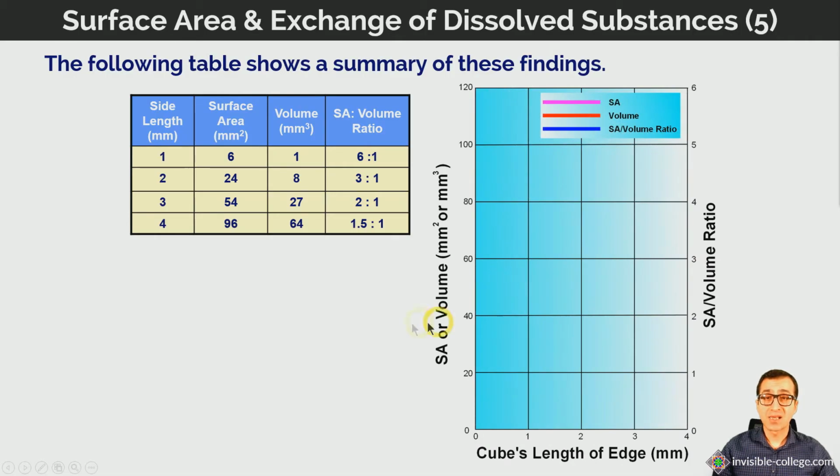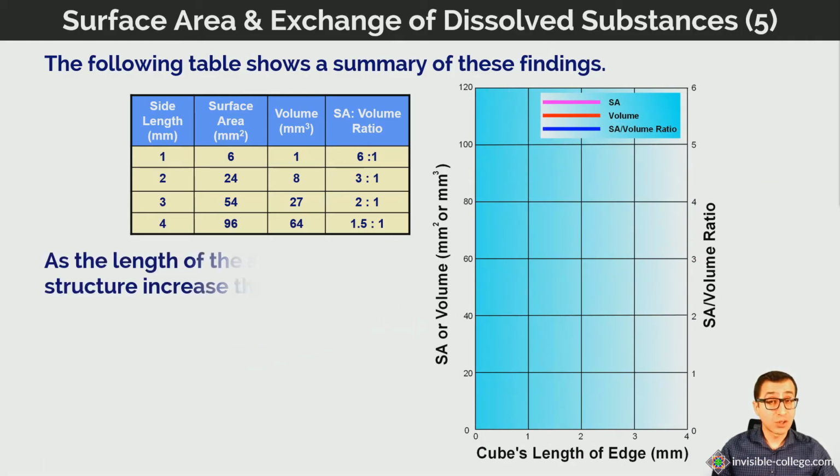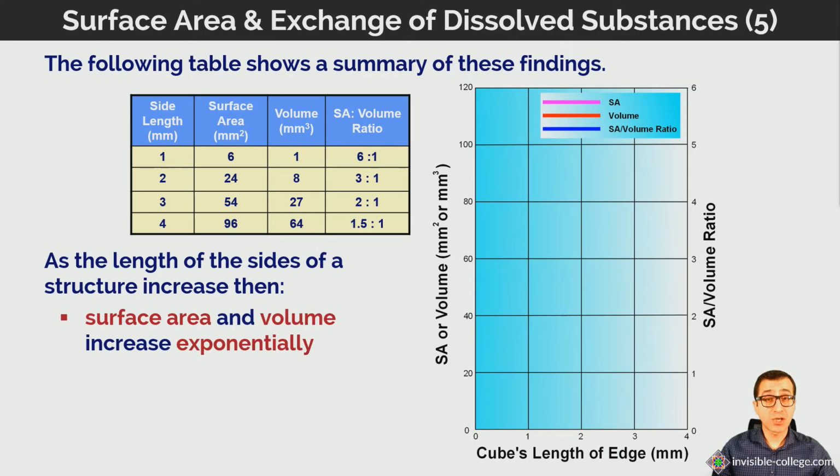And what we see is that as the length of the sides of a structure increases, if we're talking about a cube, the surface area and the volume will both increase exponentially, but the volume will increase at a greater rate than the surface area does. And this makes sense because to calculate a volume, you're multiplying 3 dimensions. You're raising something to the power of 3. Whereas if you're trying to calculate an area, you're simply raising something to the power of 2. And so we see that as the size of the object increases, its surface area and volume both increase exponentially, but the volume increases at a faster rate than the surface area does.